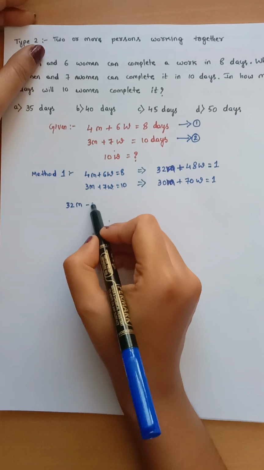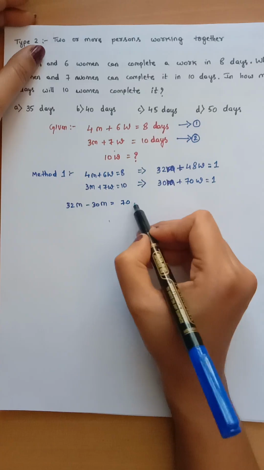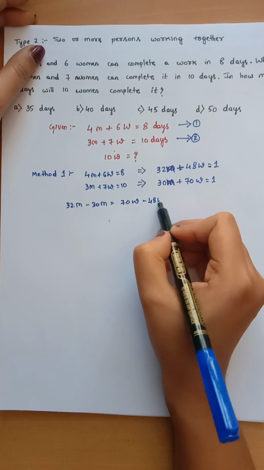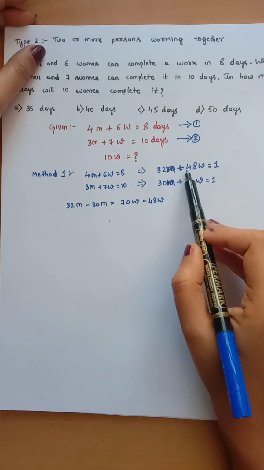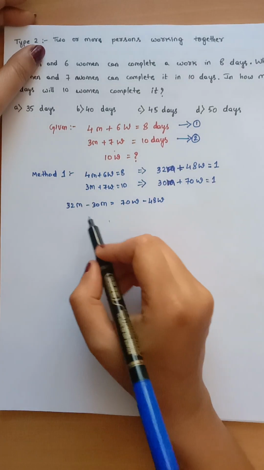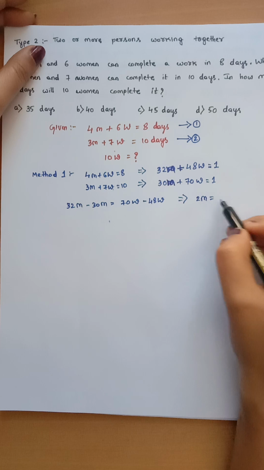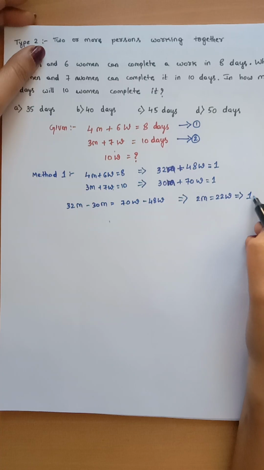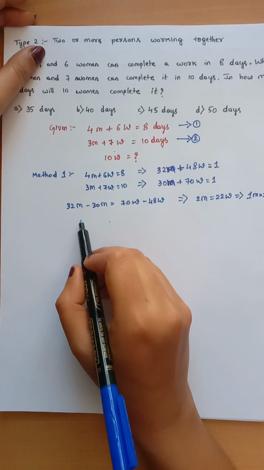32m minus 30m is equal to 70w minus 48w. How did I get this one? I just moved 30m to the left-hand side and 48w to the right-hand side. So the answer is 2m is equal to 22 women, which makes 1 man equal to 11 women's efficiency. So we got the answer. That is 1m is equal to 11w.